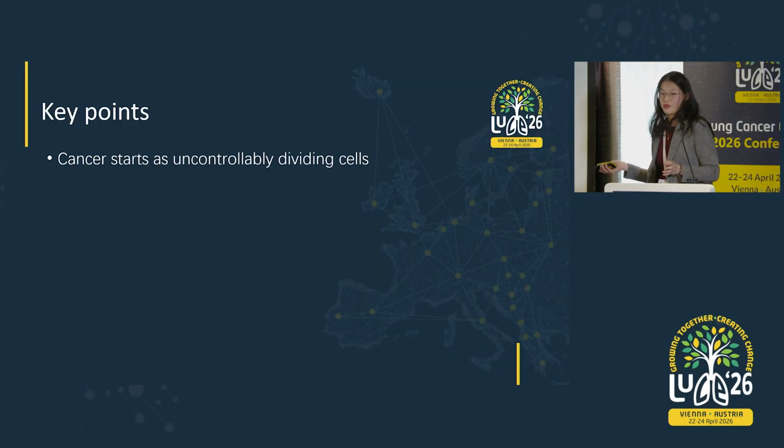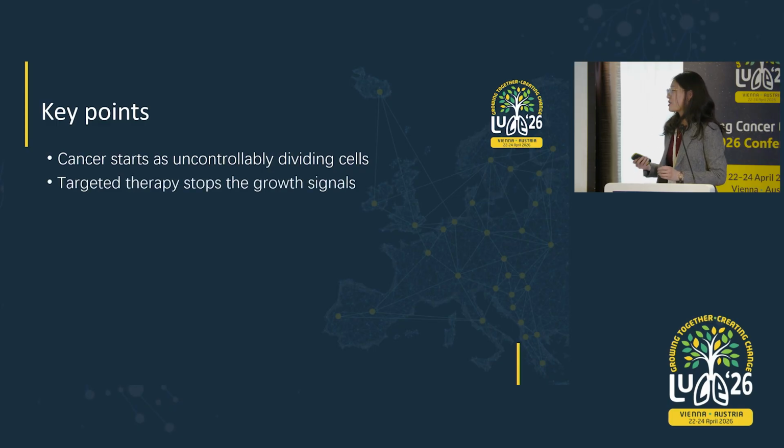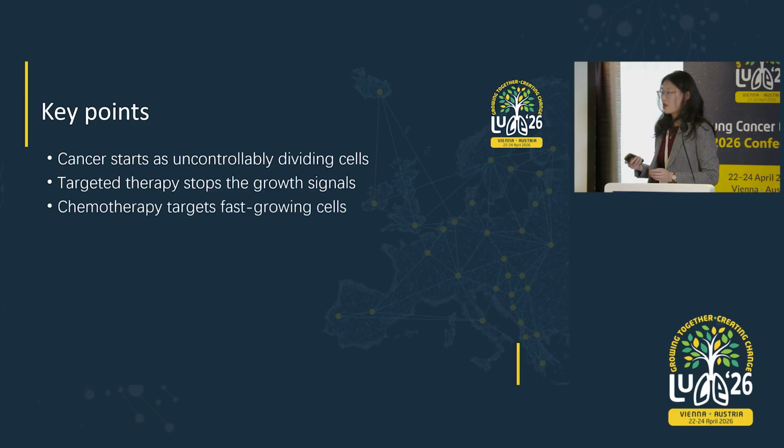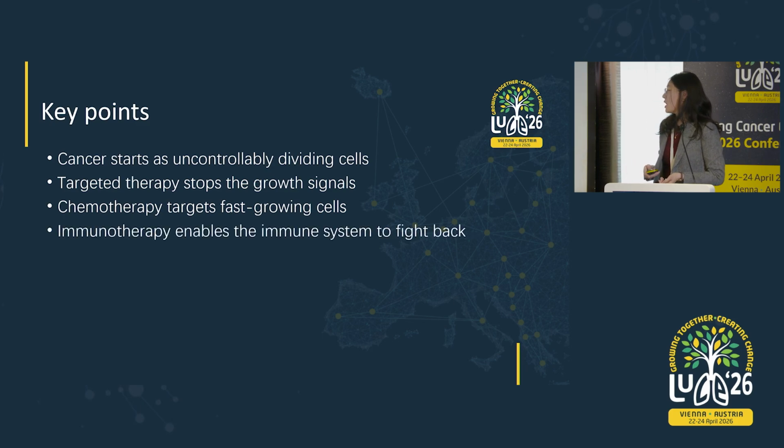So I've given you a lot of information, but what you have to remember from this session, and I hope it sticks, is that cancer starts as cells that won't stop growing. Targeted therapy will stop those growth signals, and again, the cancer cell needs these growth signals in order to survive. Chemotherapy will target any fast-growing cells, which is why you see the side effects that you do. And immunotherapy enables the immune system to fight back.